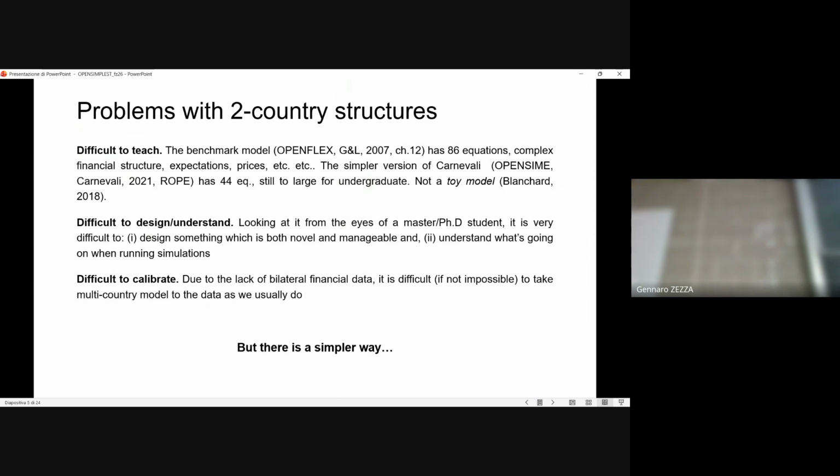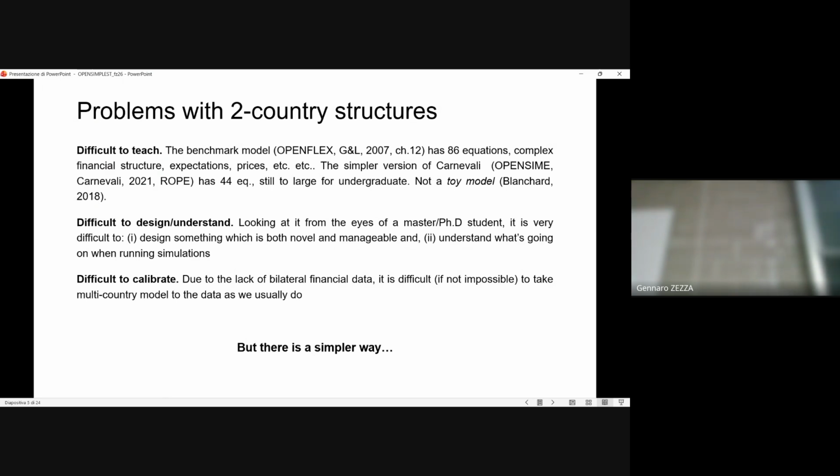The first one is they're very difficult to teach. So imagine you're doing an undergrad class in macro, and you want to introduce an open economy model, and you get the Godley-Lavoie, which has 86 equations. An undergrad student looks at more than 20 equations and says, no, this is not for me. And so they go to a simple Mundell-Fleming model with very few equations, or to some mainstream schools, and they will be happier with that.